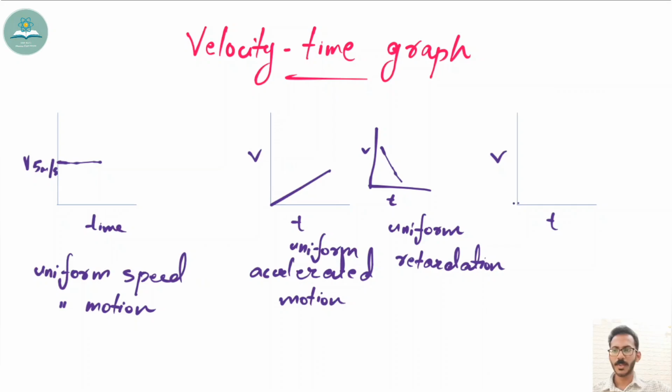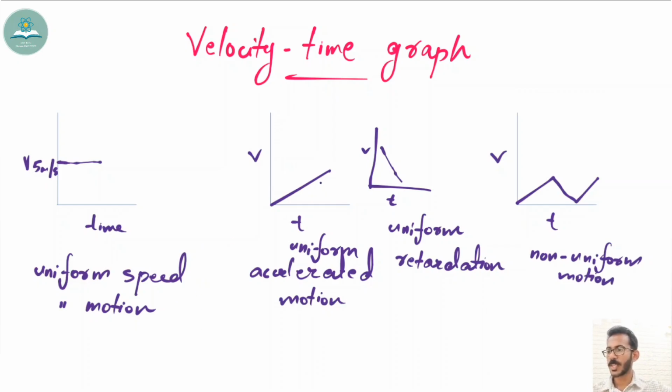Now, suppose in your graph you have some lines like this, some curved lines and all, then it is non-uniform motion. Non-uniform motion. Now from velocity time graph, we'll get two things.